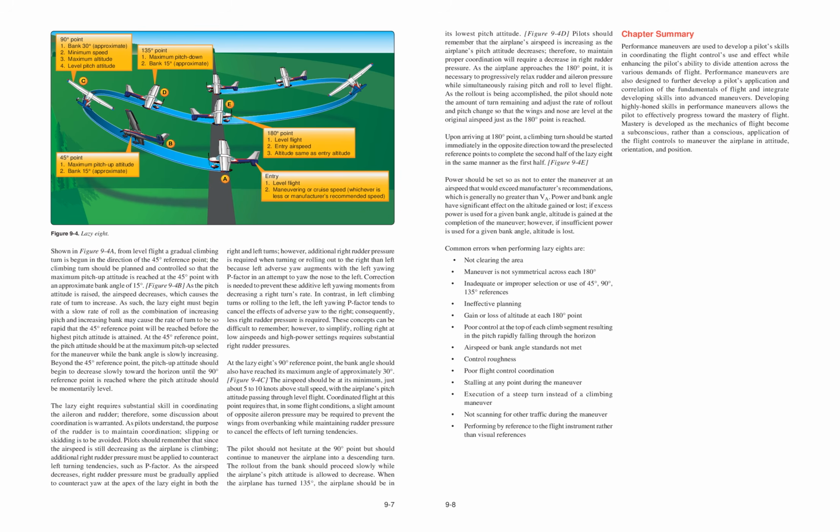its lowest pitch attitude. Figure 9.4d. Pilots should remember that the airplane's airspeed is increasing as the airplane's pitch attitude decreases, therefore, to maintain proper coordination will require decreasing right rudder pressure. As the airplane approaches the 180 degrees point, it is necessary to progressively relax rudder and aileron pressure while simultaneously raising pitch and roll to level flight.